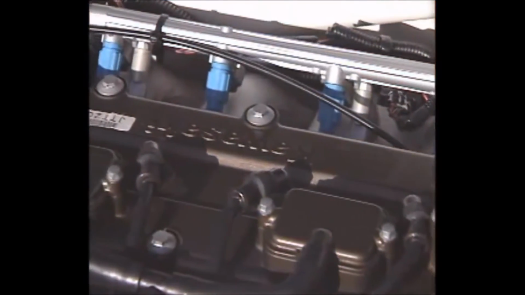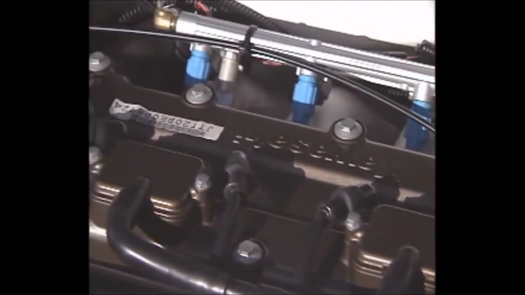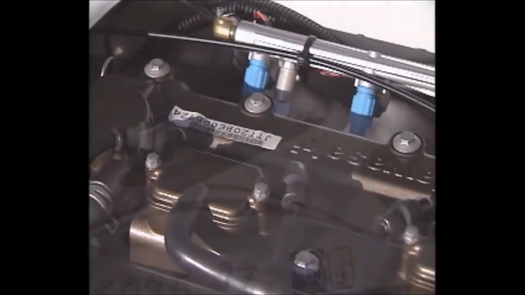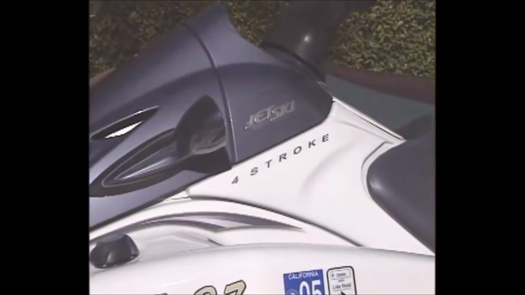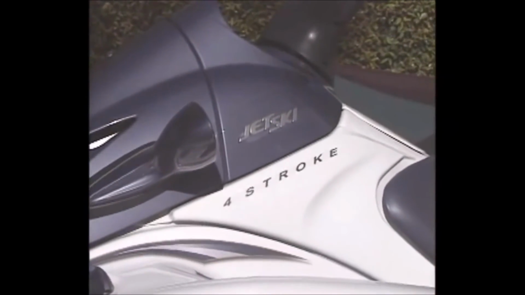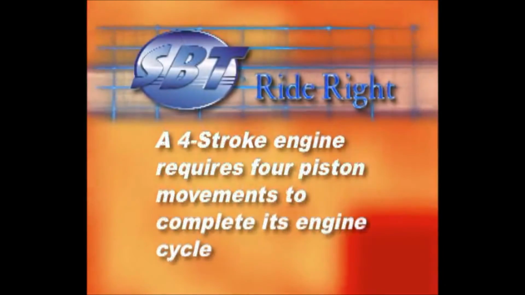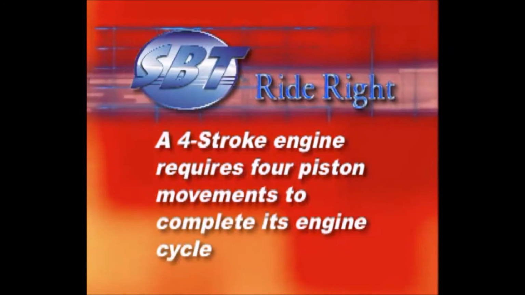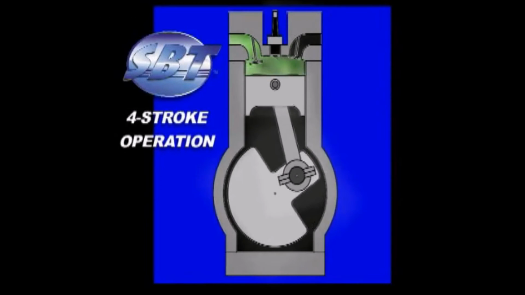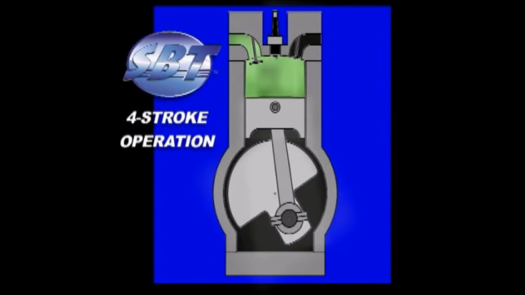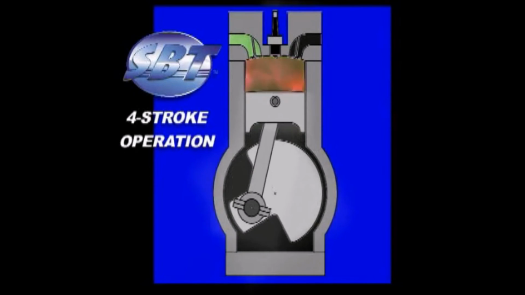There are now two types of engines available in PWCs, two-stroke and four-stroke. These names are derived from the number of strokes that the pistons take to complete a cycle. For example, a four-stroke engine takes four piston movements to complete its engine cycle. The piston lowers for the intake stroke, drawing in the air and fuel mixture, and raises for the compression stroke.